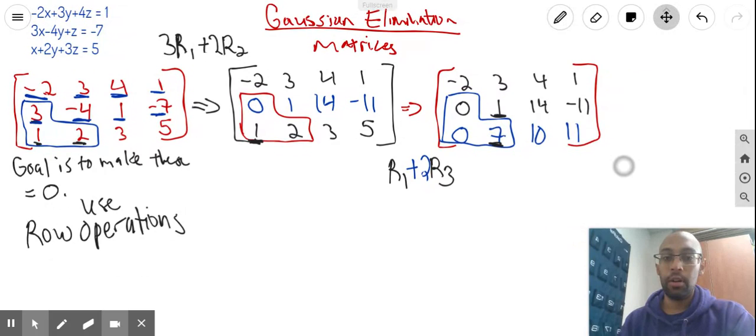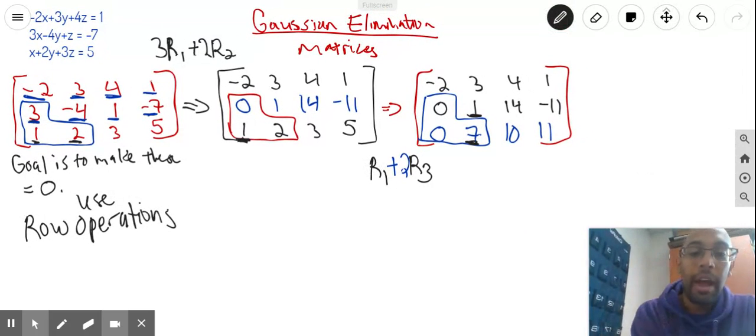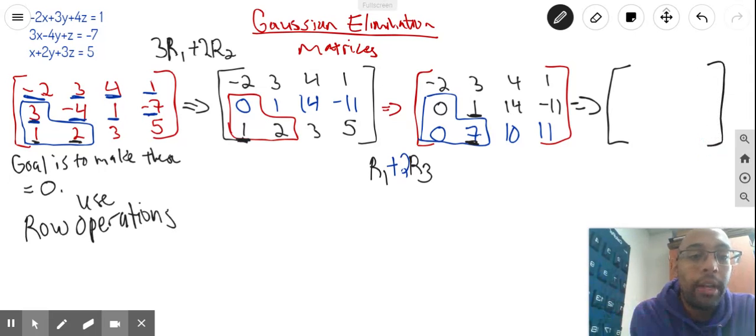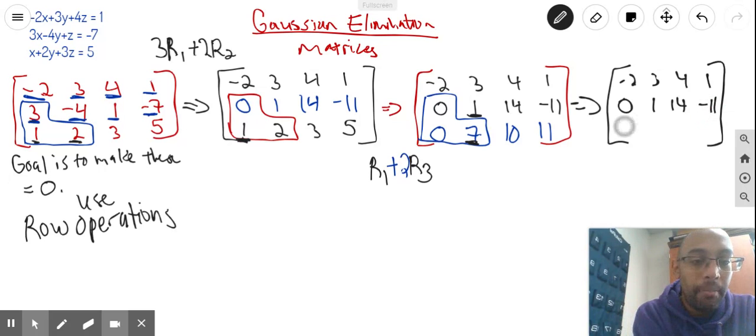So just shifting this over so we can have a little bit more space. So now I'm going to use row 2 to help me change row 3 again. I'm going to change row 3 one more time. Now again, row 1 does not change. Negative 2, 3, 4, 1. Row 2 will not change. 0, 1, 14, negative 11. But now I'm going to change row 3 one more time.